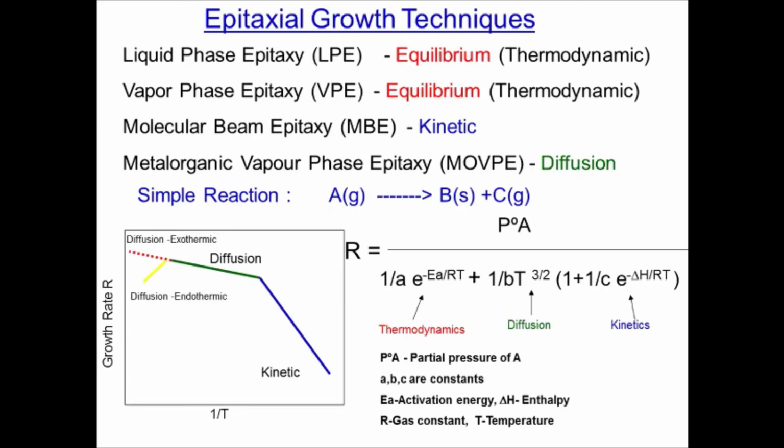So here the growth rate of the epitaxial layer is plotted against the inverse of the temperature. You come across two different regions, a diffusion based region and a kinetic based region. In certain cases, we also end up with endothermic or exothermic regions during the diffusion transport. In the case of kinetic transport, as the temperature increases, the growth rate also decreases. Okay.